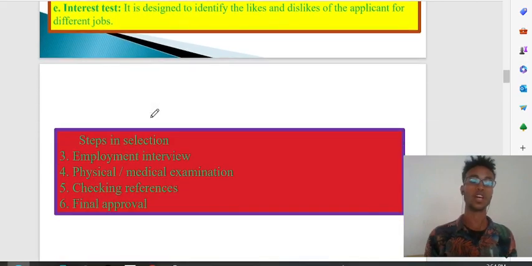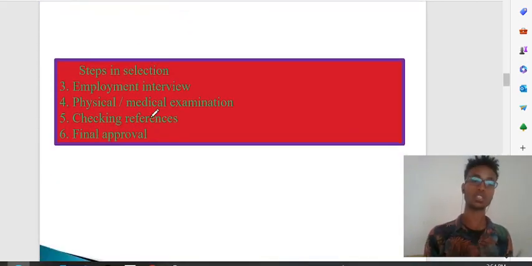The other step of selection is the employment interview.